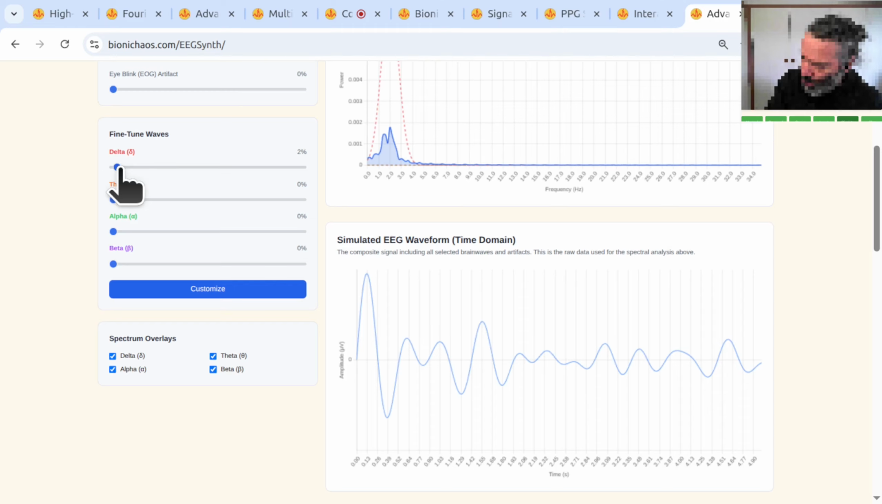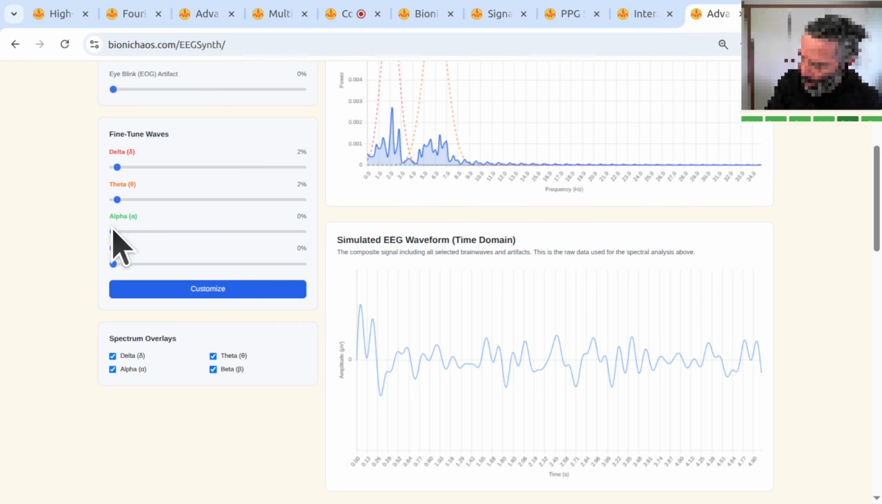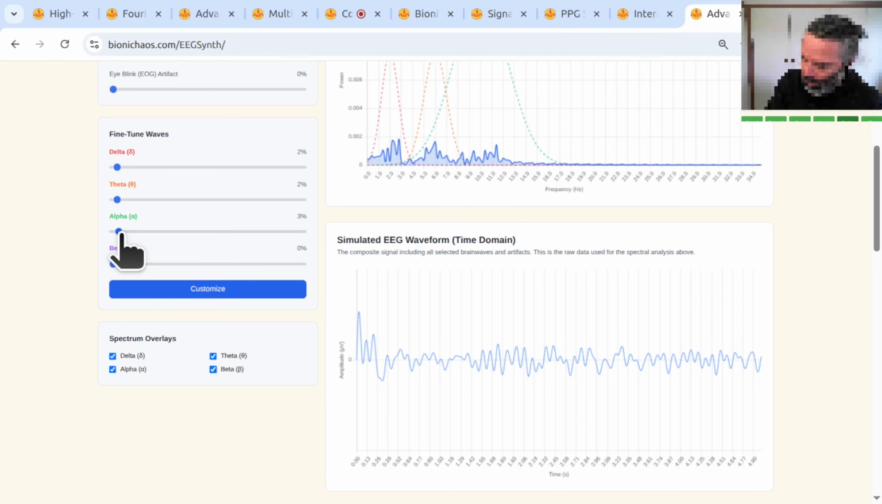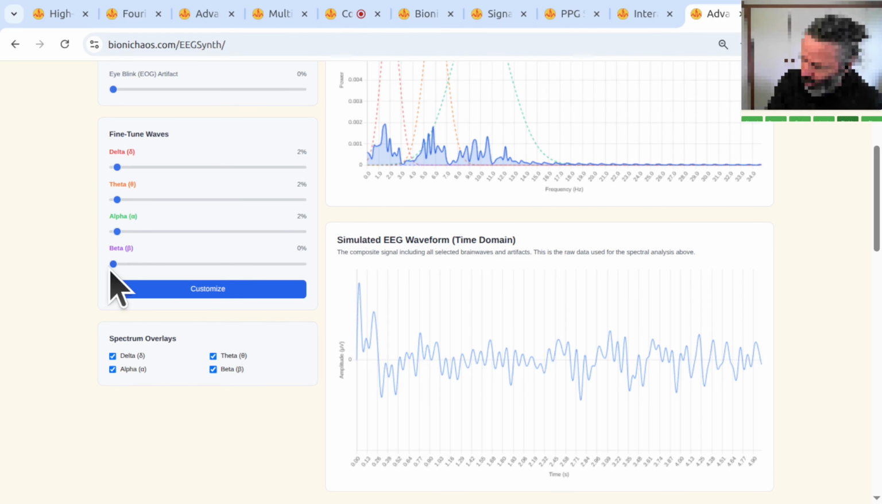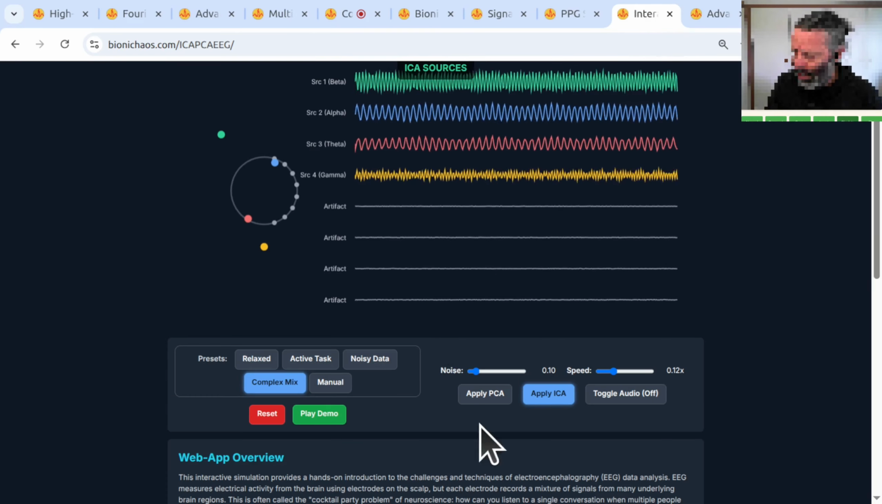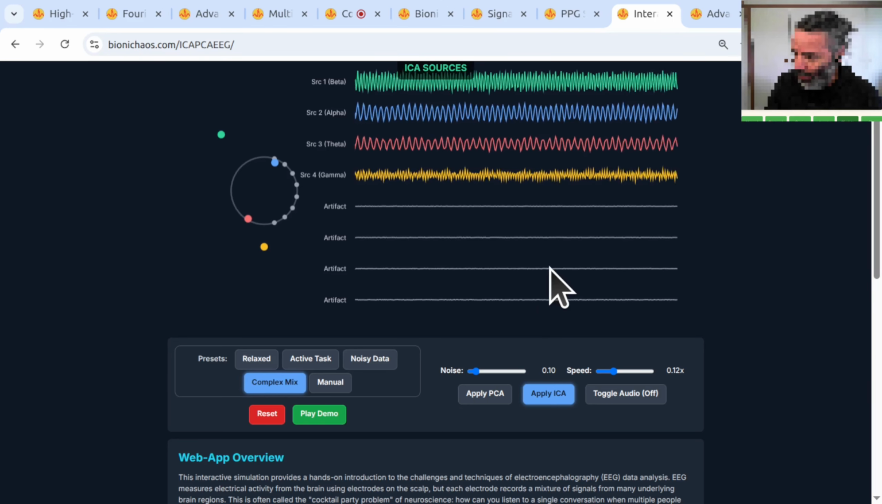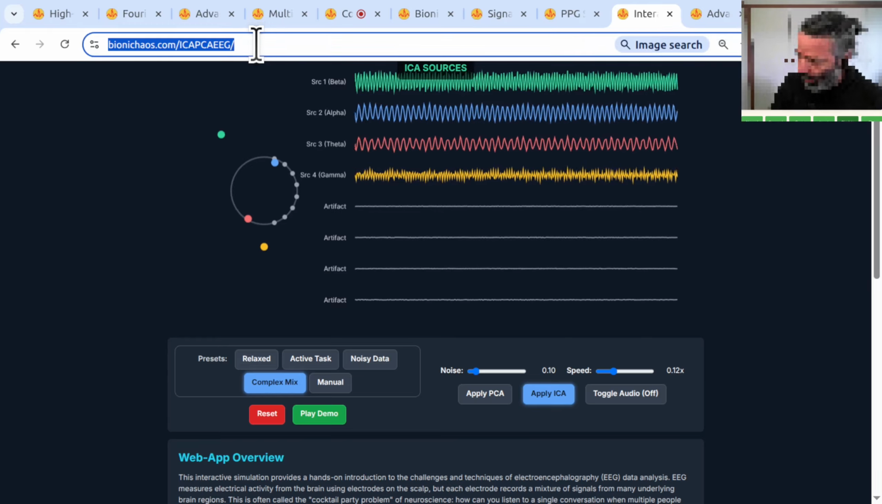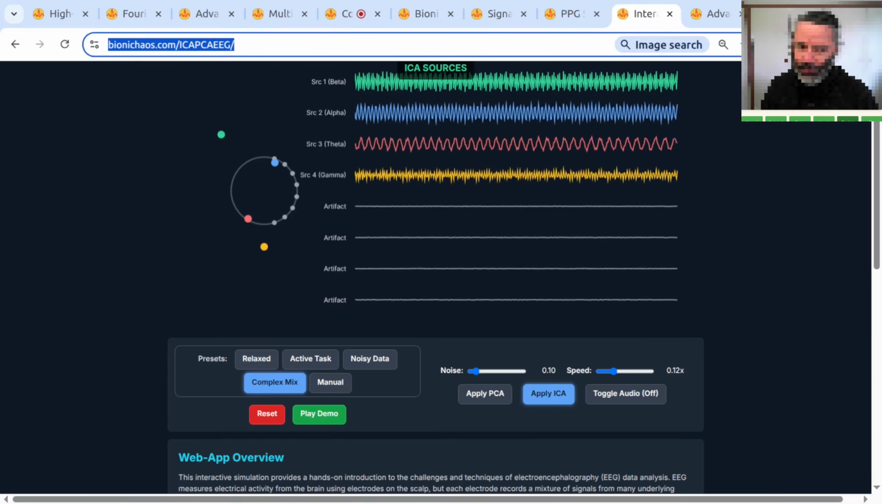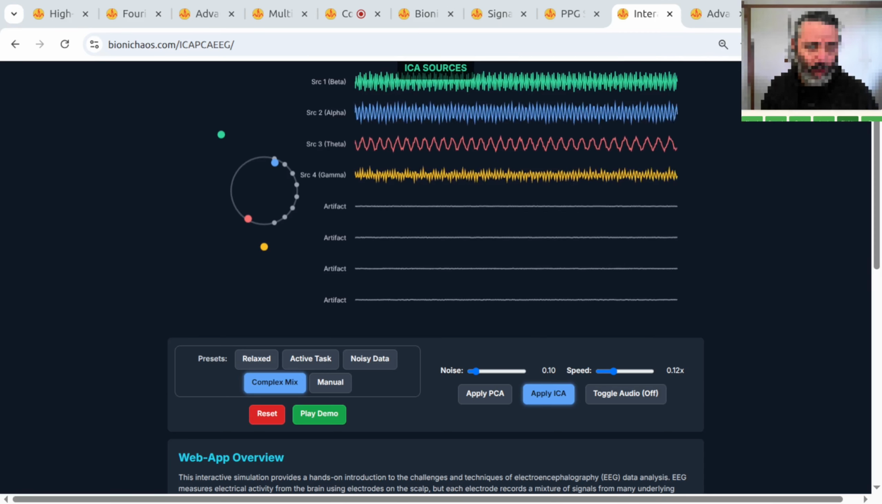Then you have your delta, theta. Yeah, that's overlaying them on top of one another. Yeah, so not sure what else we can add to this one. It mentioned the ICA, PCA, so independent component analysis, principal component analysis. Yeah, so we have a different simulator for that.